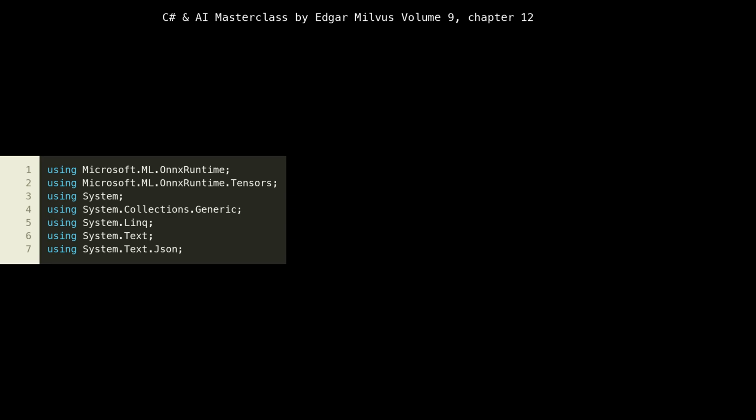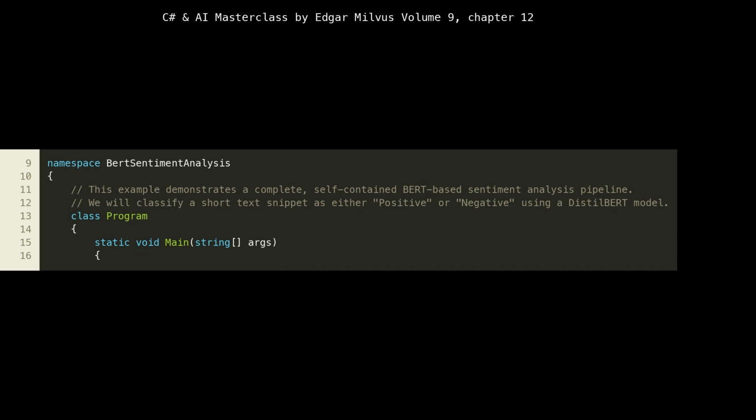The other using statements are standard C# libraries for general utility, collections, and text manipulation, which are common in many applications. Here, we define our BERT sentiment analysis namespace and the program class, which contains the entry point of our application, the main method. The comments at lines 11 to 13 clearly state the purpose, to demonstrate a self-contained BERT-based sentiment analysis pipeline. This structure is typical for console applications in C#, where main is the first method executed. Inside main, we will orchestrate all the steps from text input to sentiment prediction.